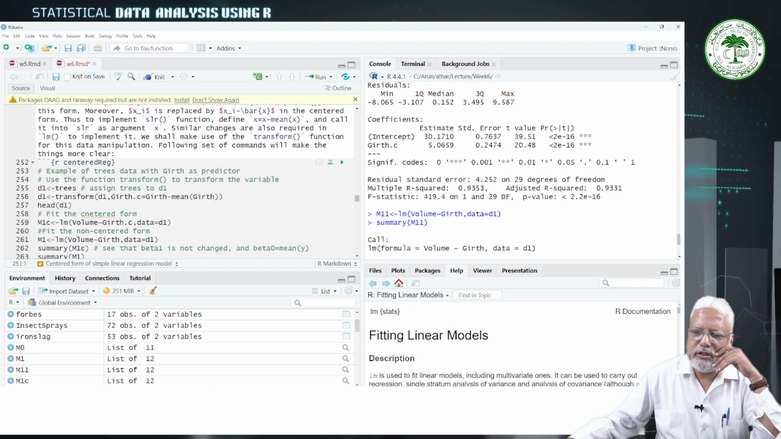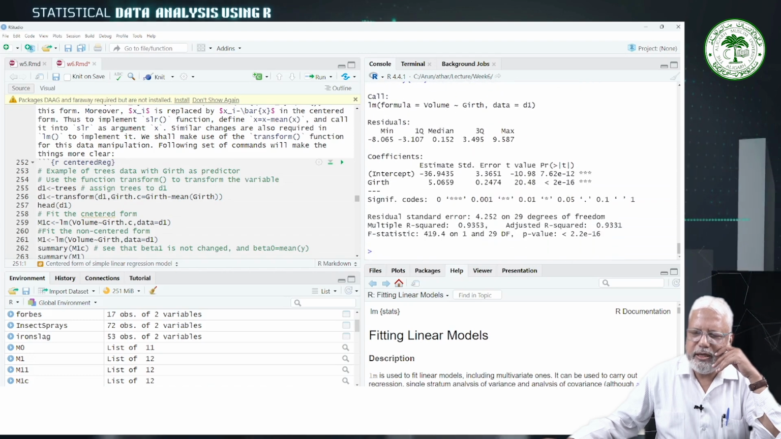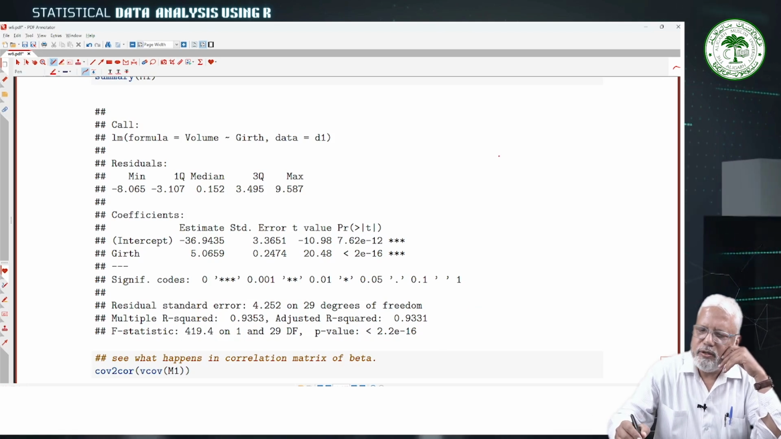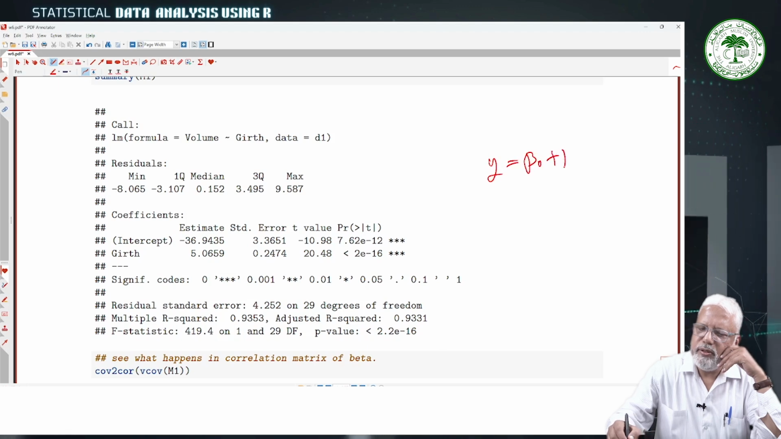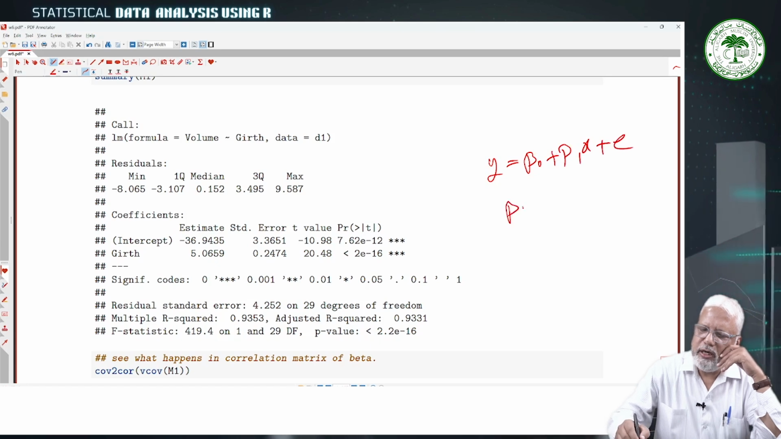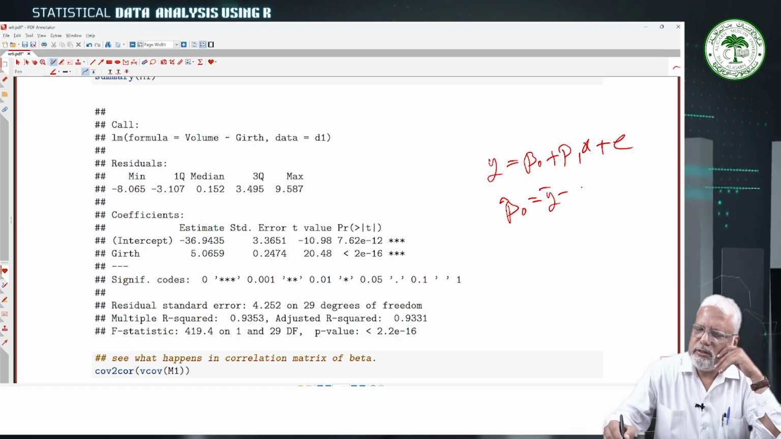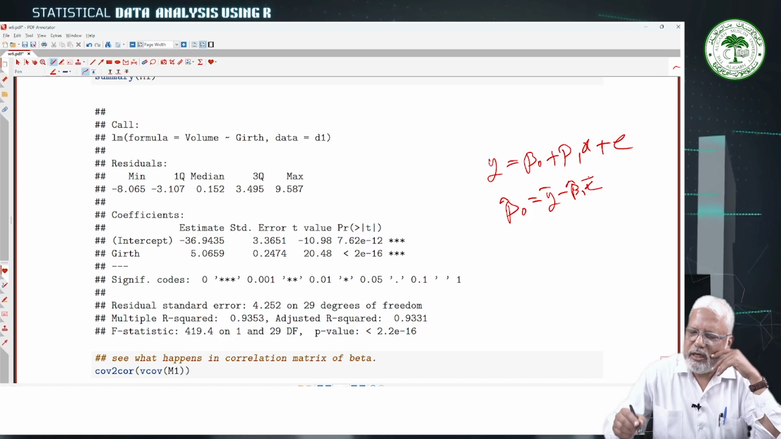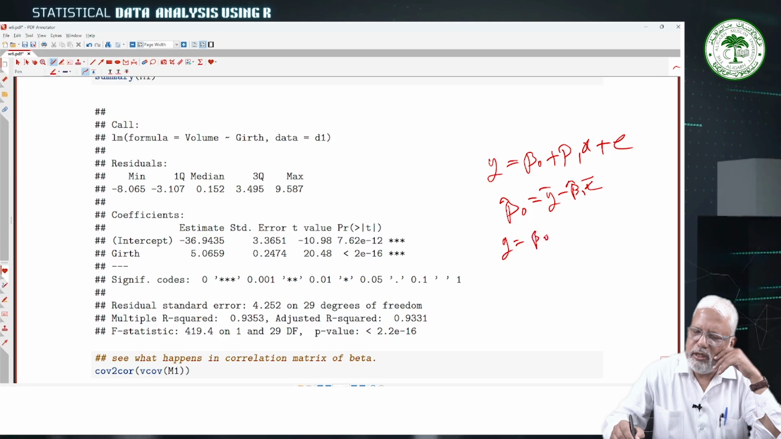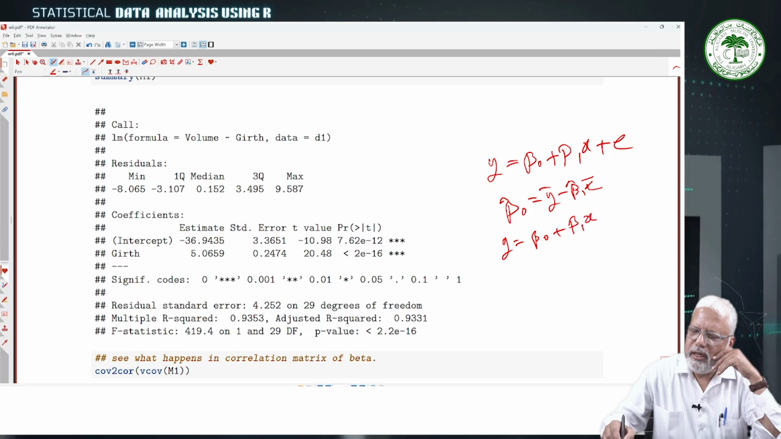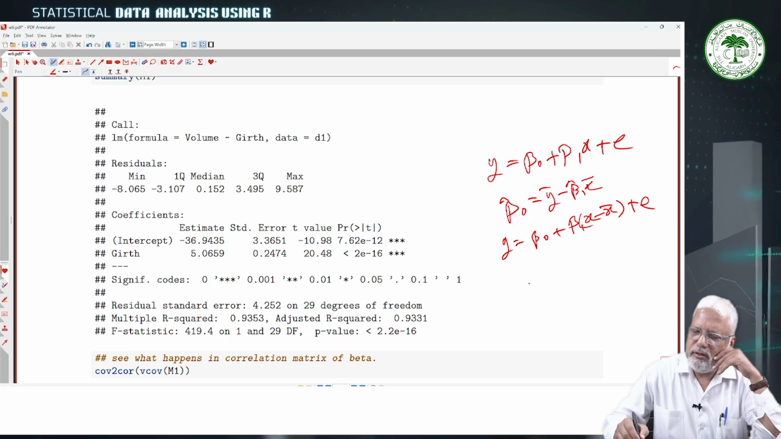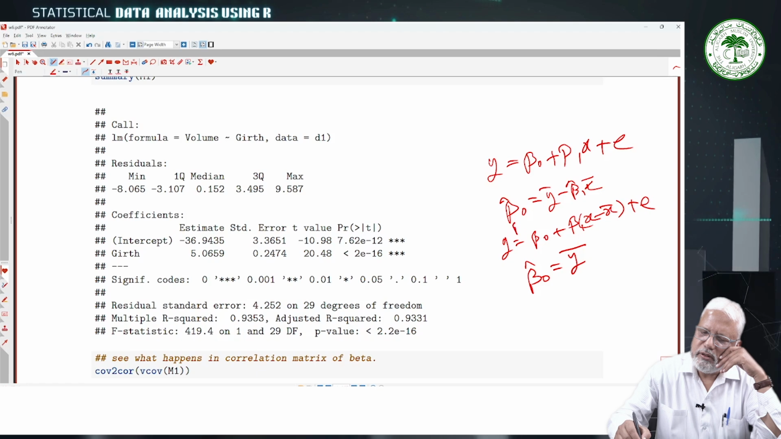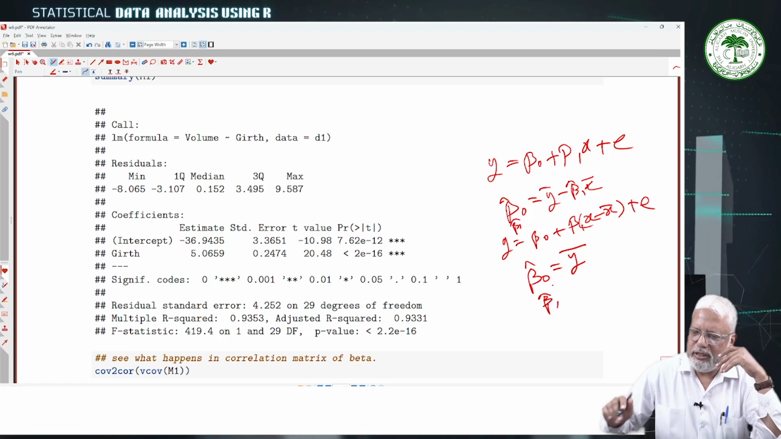also 5.066, but the intercept here in centered form is 30.17 and here it is minus 36, because in the uncentered form, if we are fitting y is equal to beta naught plus beta 1 x plus error, then beta naught hat is equal to y bar minus beta 1 hat into x bar. Whereas if we fit y is equal to beta naught plus beta 1 times x minus x bar plus error, then beta naught hat is equal to simply y bar. So this is the change, but beta 1 here and here both are the same, they don't change.